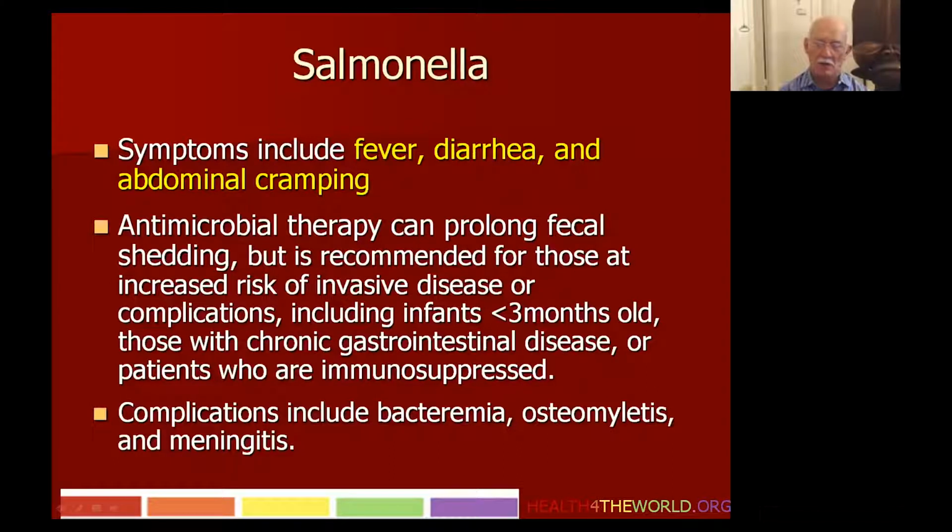It is, however, recommended to use antibiotics for those with increased risk of invasive disease, passing out of the intestinal tract into the general circulation. And that is in infants that are less than 3 months of age, and patients with chronic gastrointestinal disease, or patients who are immunosuppressed, such as with HIV. Complications can include bacteremia, osteomyelitis when Salmonella affects the bones, and meningitis when the brain and nervous system are involved.